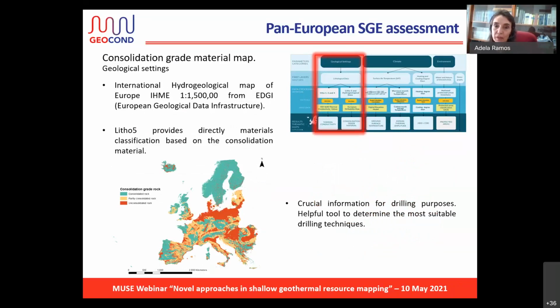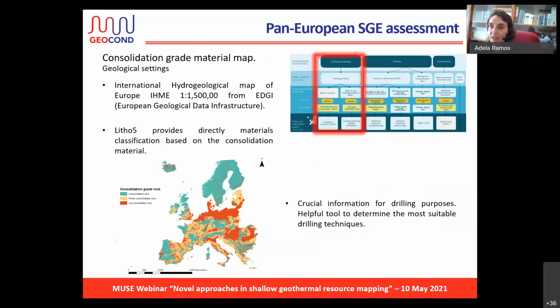again here for the consolidation rate material map, the lithological information from the hydrological map was used, but this time only the Litho 5 aggregation level was needed, as it directly provides a classification referring to the degree of rock consolidation in 3 groups: the unconsolidated materials, the partly consolidated materials, and consolidated rocks. So in this case, no extra processing or data was required. Finally, we obtained the consolidation rate rock map, just displaying this information.